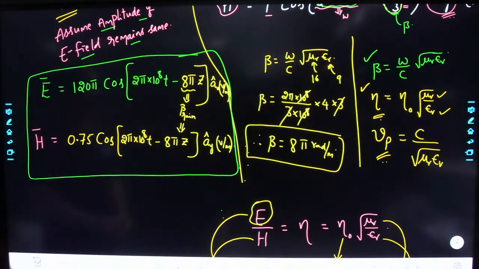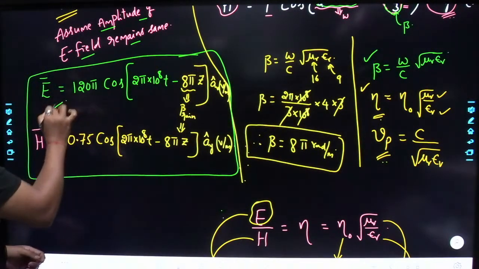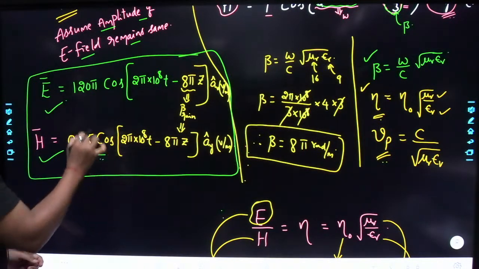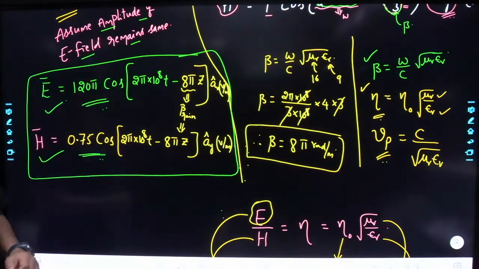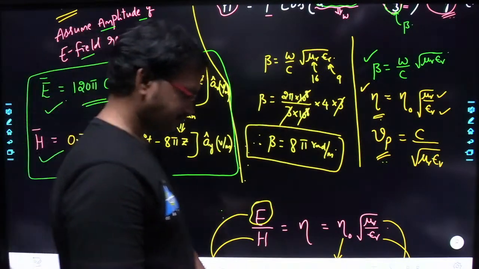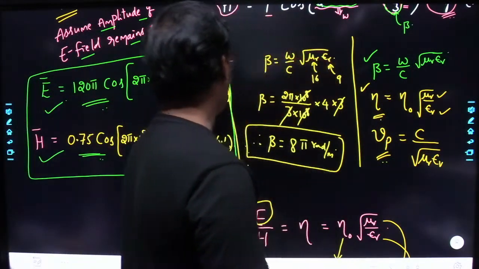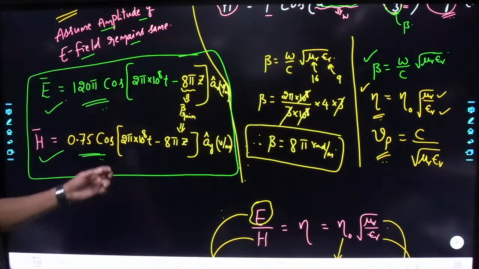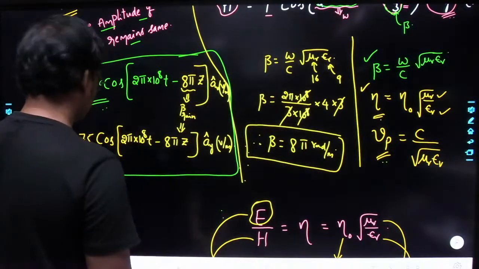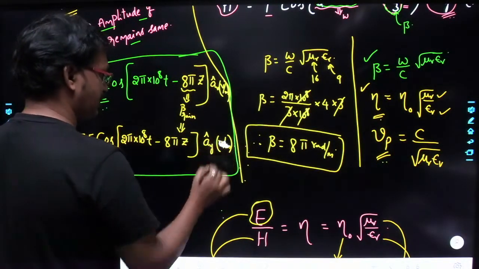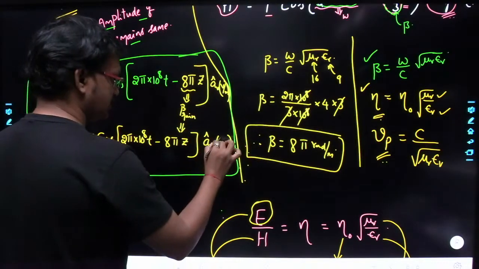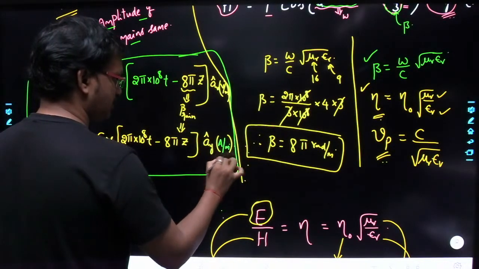Okay, so these are the new expressions for electric field and magnetic field we got. Sorry, here for the H field the units are nothing but ampere per meter.